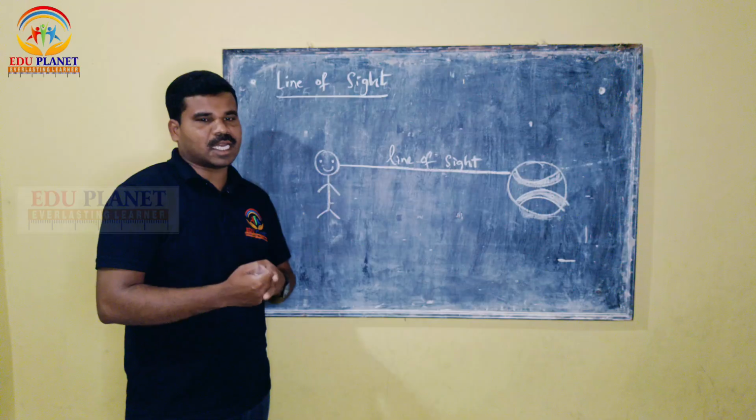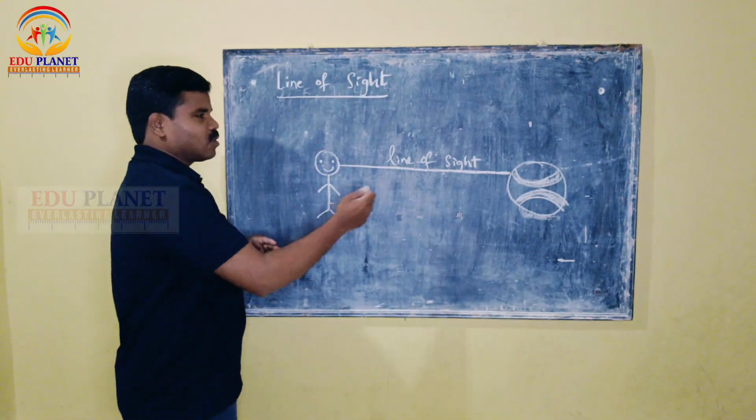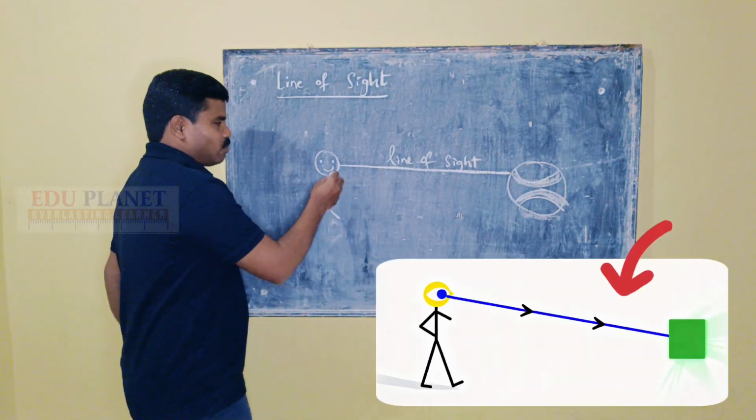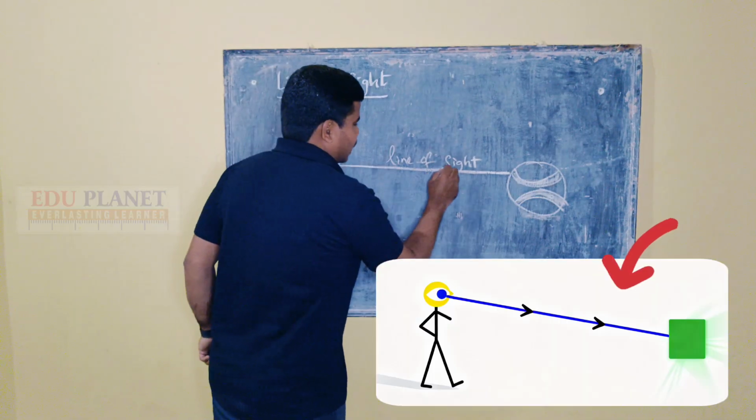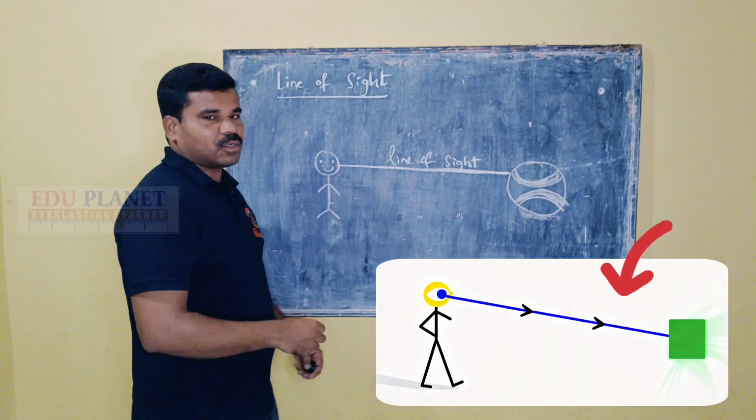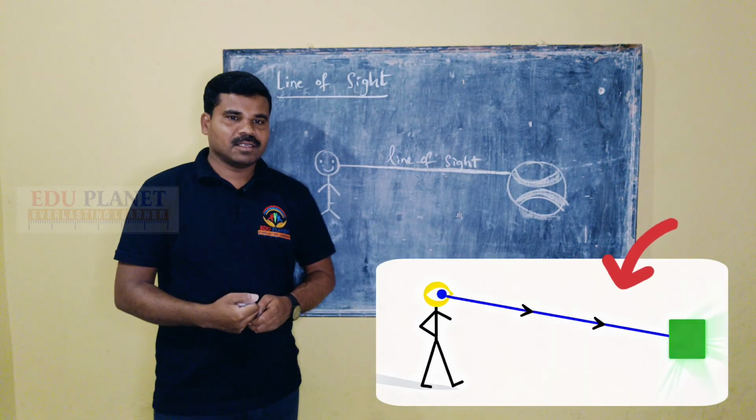Now we will see what is line of sight. Suppose a person is looking at a ball. Then if I draw a line from the person's eyes to the target object, that line we call the line of sight.